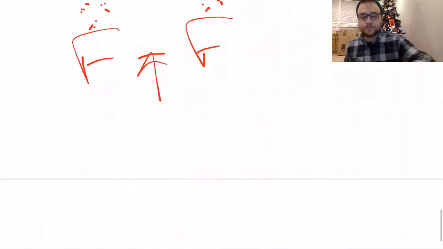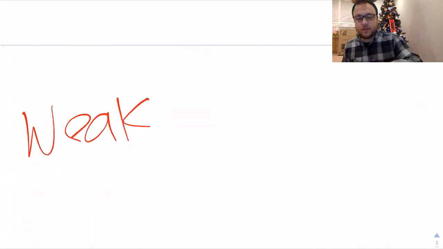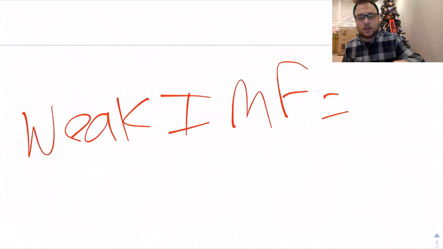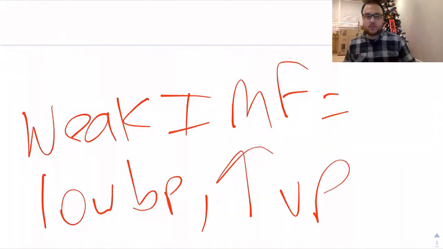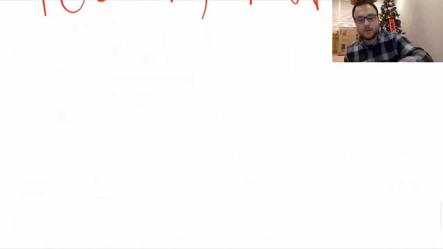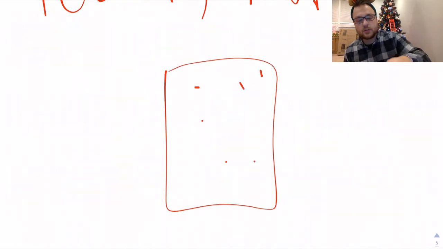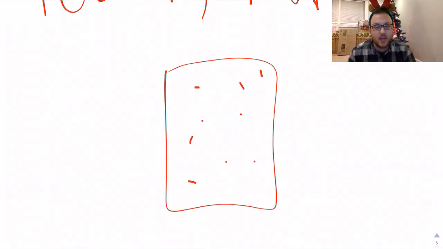So, let's summarize that. A weak IMF equals a low boiling point and a high vapor pressure. Basically, all that's saying is this thing is really easy to turn into a gas. Like, really easy, because their attraction for each other is so weak. Which means if you were to draw a particle diagram, they're all over the place. They don't want to hang out together. They're just everywhere. They have a very weak attraction for each other.